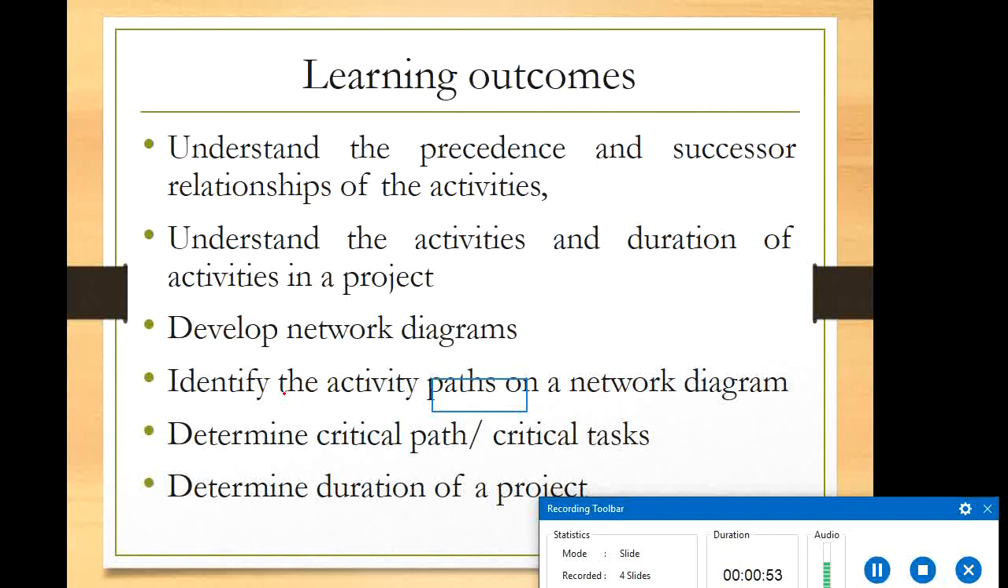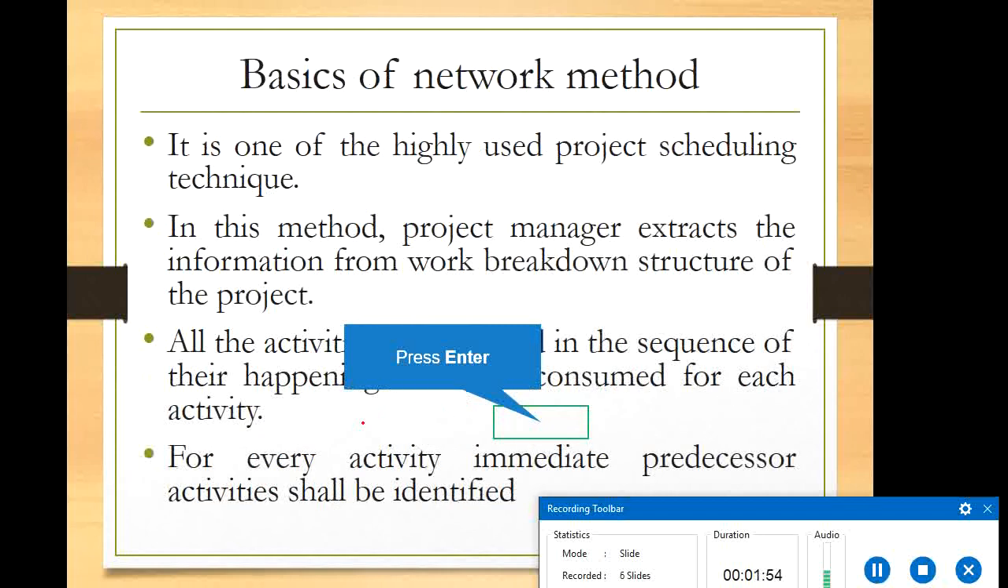So, learning outcomes: to understand the precedence and successor relationships of the activities, what is the first activity, what is the next activity, what is the subsequent activity, like that. Understand the activities and duration of activities, develop a network diagram, creation or drawing of a network diagram, identify the activity paths on the network diagram and determine the critical path or critical tasks, and determine the duration of the project.